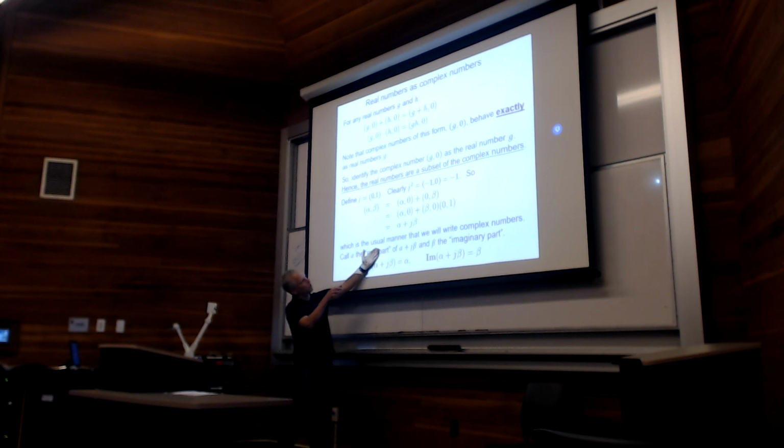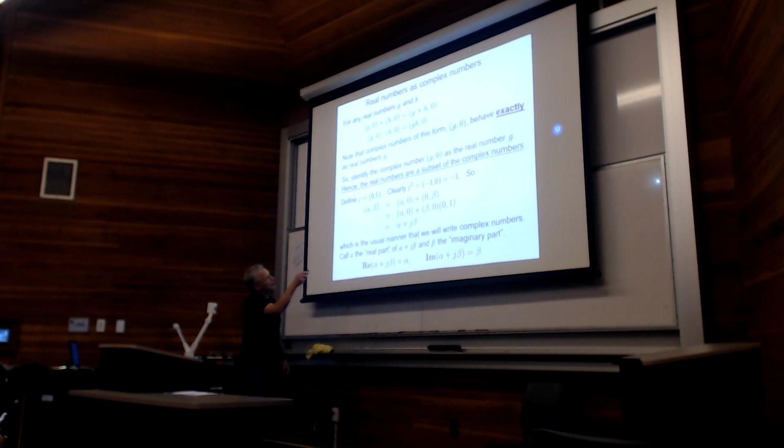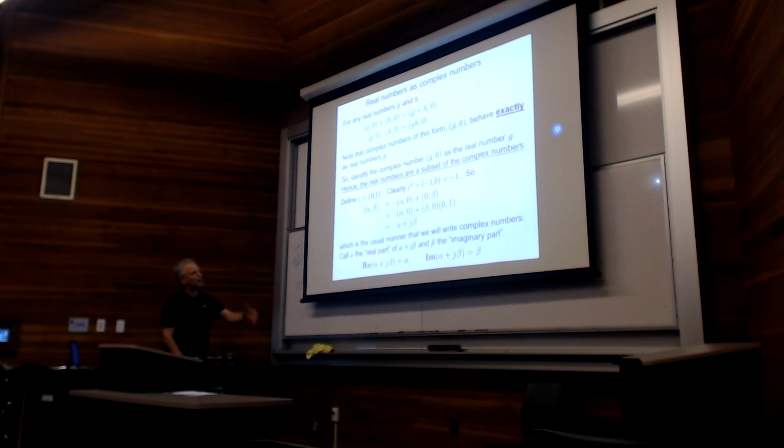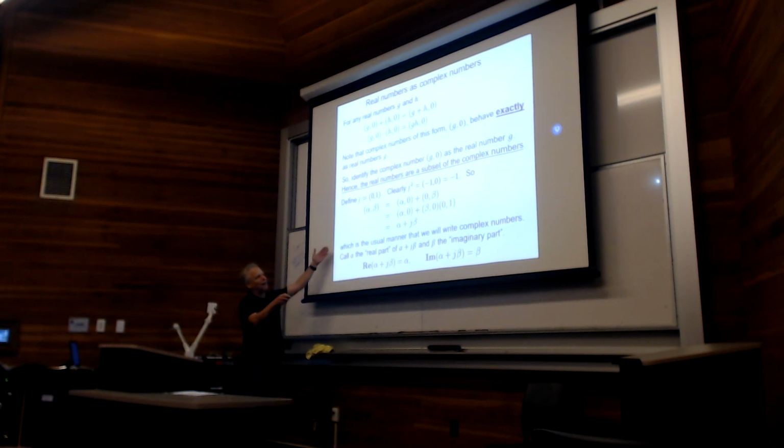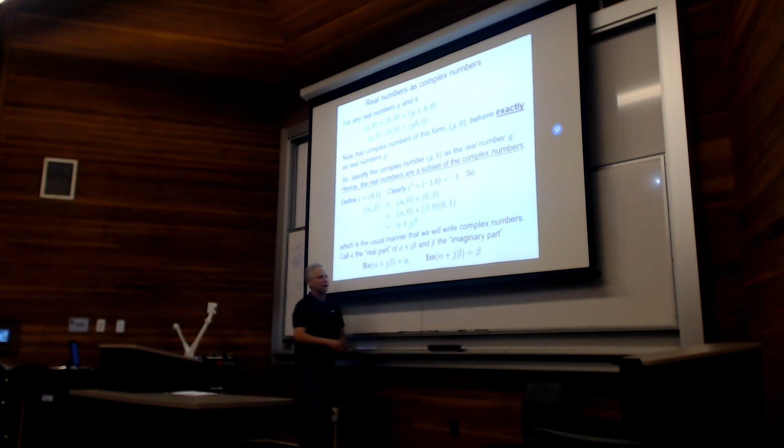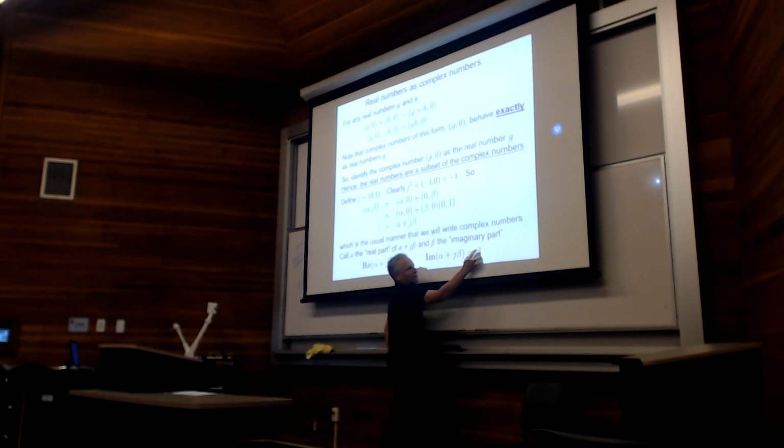So what we'll do is identify this as alpha, identify that as beta, and then call that j. So this number we'll write as alpha plus j beta, with all those precise meanings in there, which is the usual way from now on that we'll write these things. We won't write them as ordered pairs anymore. Alpha is called the real part, and beta is called the imaginary part. Notice, it's not that j beta is called the imaginary part; beta is called the imaginary part.